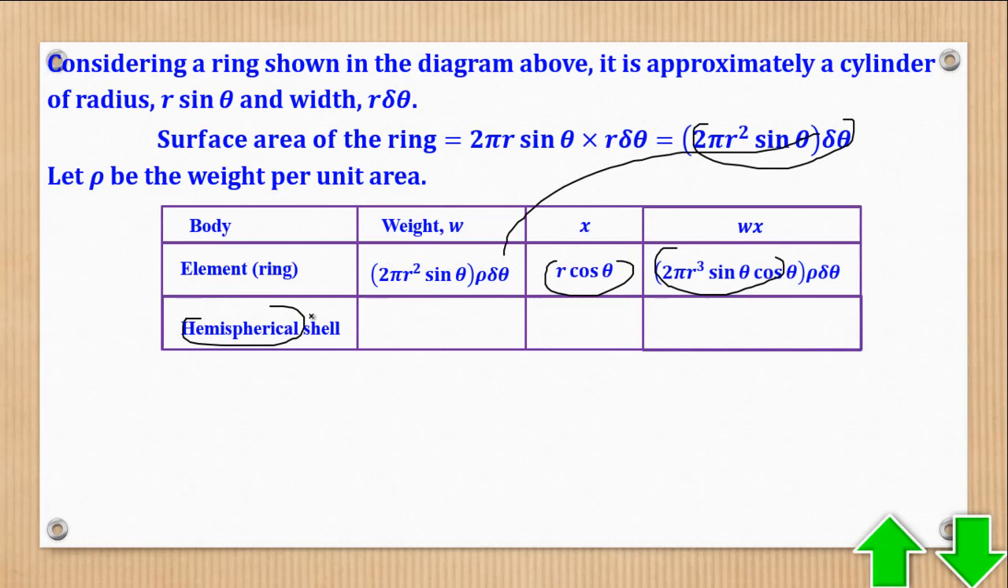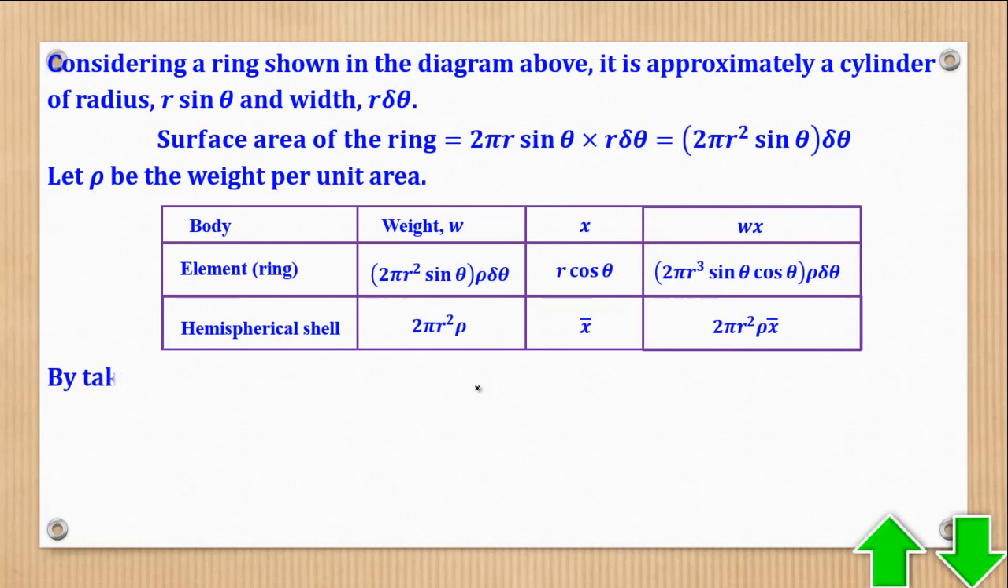Then for the hemispherical shell, weight is that, area is this surface area, because surface area of a sphere is 4 pi r squared, meaning surface area of a hemisphere will be a half times 4 pi r squared, which is 2 pi r squared. X coordinate, I don't know it, then multiply the 2. Then take moments about the y-axis, so this should be y. Because if you want to get x bar, you have to take moments about y-axis.